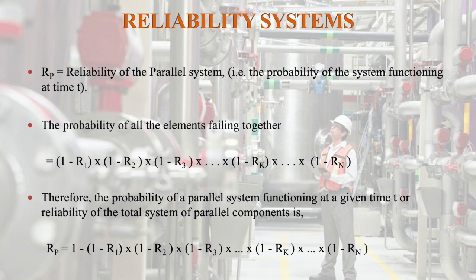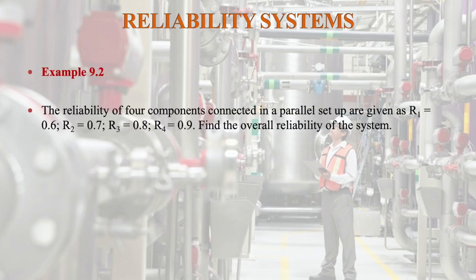So now again we have to find out the problems through examples. If you take one example, here example 9.2, the reliability of 4 components connected in a parallel setup are given as R1 is equal to 0.6 and R2 is equal to 0.7 and R3 is equal to 0.8 and R4 is equal to 0.9. Find the overall reliability of the system.